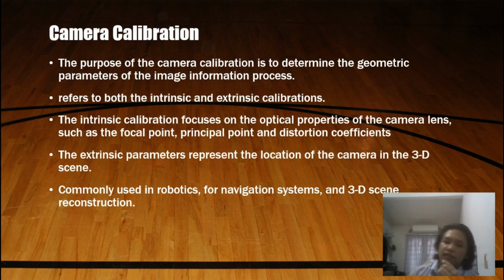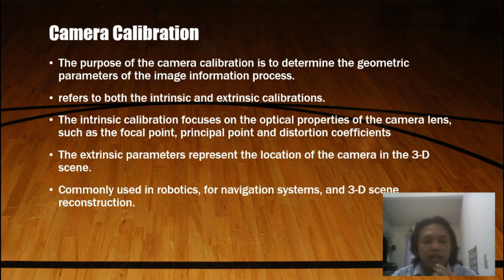What is camera calibration? The purpose of camera calibration is to determine the geometric parameters of the image information process. It refers to both intrinsic and extrinsic parameters. The intrinsic calibration focuses on the optical properties such as camera lens, focal point, and distortion coefficients. The extrinsic parameters represent the location of the camera in the 3D scene. This is widely used in robotics, navigation systems, and 3D scene reconstruction.